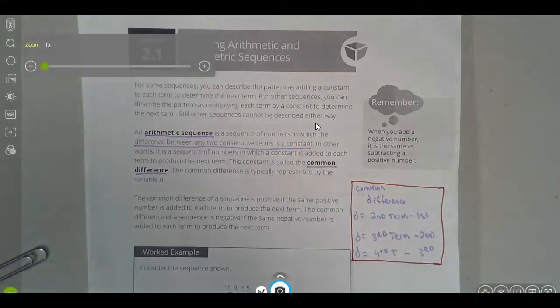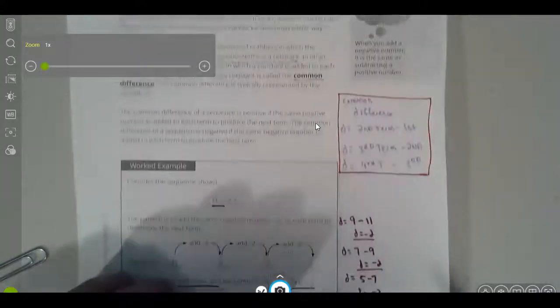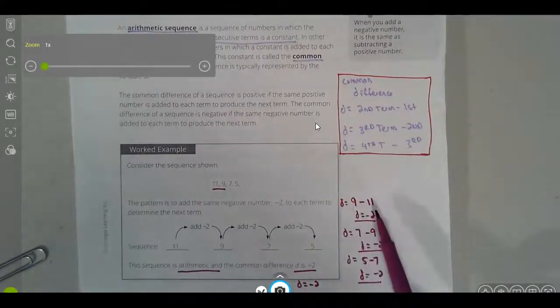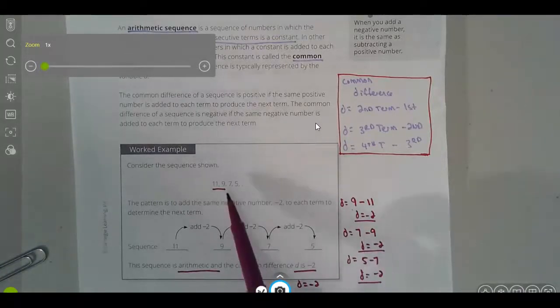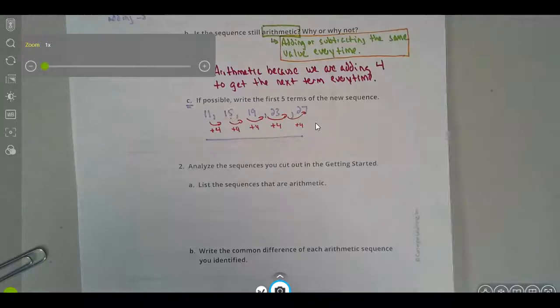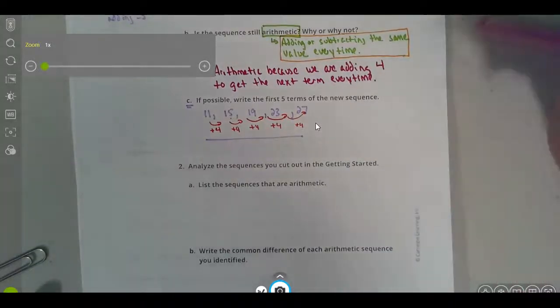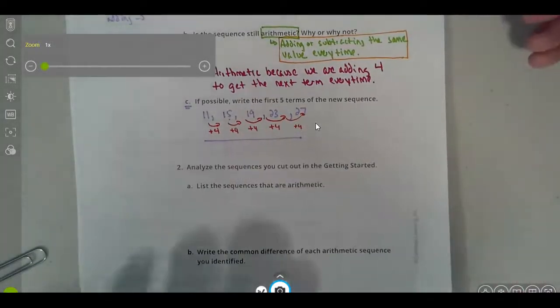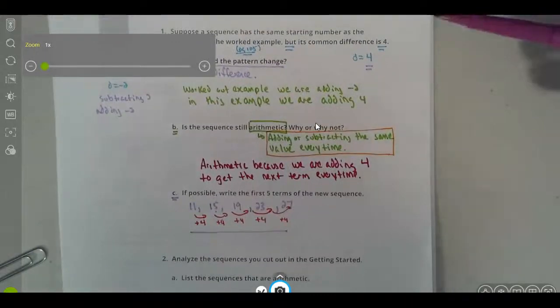So in this example, we said, okay, the second term was 9, and we subtracted 11, we got a difference of -2. The third term was 7, so we did 7 minus 9 to get -2. And then we did 5 minus 7 to get a difference of -2. So our difference is -2. Okay. On page 106, we looked at another example in which we had a difference of 4.